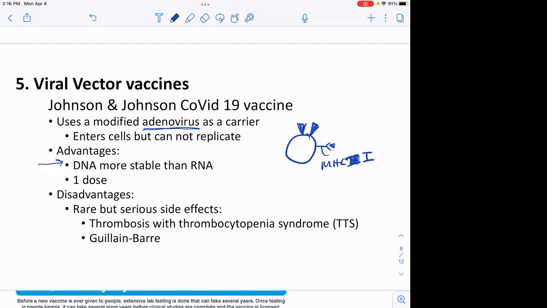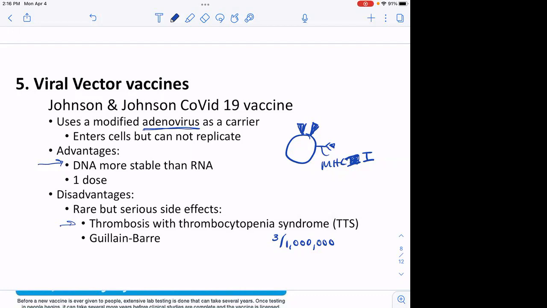The Johnson & Johnson shot has really fallen out of favor because it has some more potentially serious side effects. This thrombosis with thrombocytopenia syndrome is a rare clotting disorder. Incidence of that, they've said 3 in a million. So it's rare enough that there's some question as to, is it really the vaccine that's causing that? But certainly they're trying to be upfront about that.